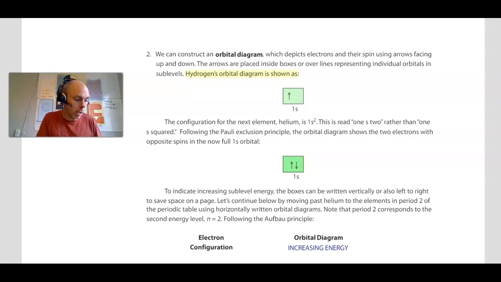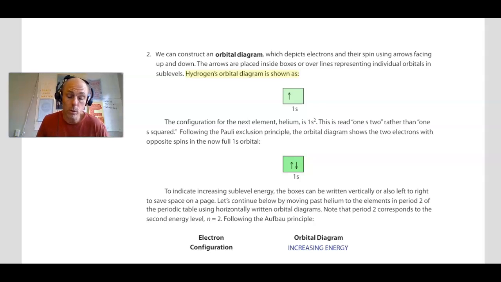It has 1 proton, and that as a neutral atom, it has 1 electron. If we are ever doing the electron configuration for an atom or the orbital diagram, we assume it is neutral unless we are told otherwise. So this is neutral hydrogen's orbital diagram with 1 electron.